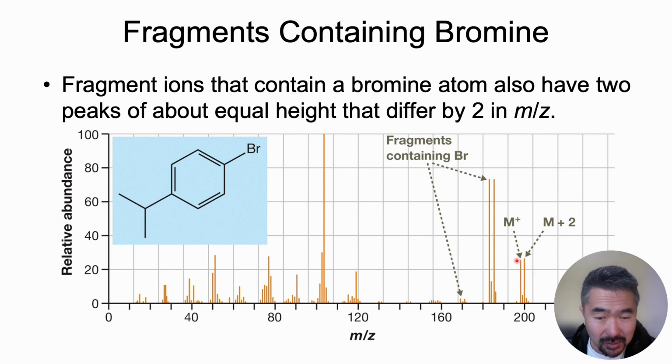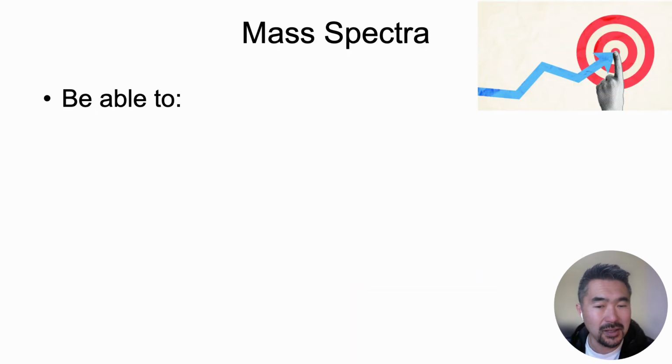Here's another example of a bromine-containing compound. Here's the molecular weight and molecular weight +2. Now, you do see some fragments that contain that 1-to-1 and +2 signature, and that's because both of these fragments contain bromine, while these fragments do not. Hope that makes sense.